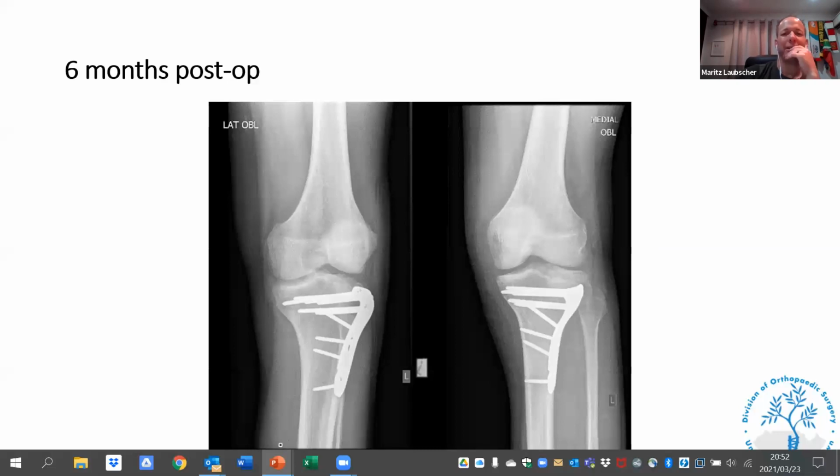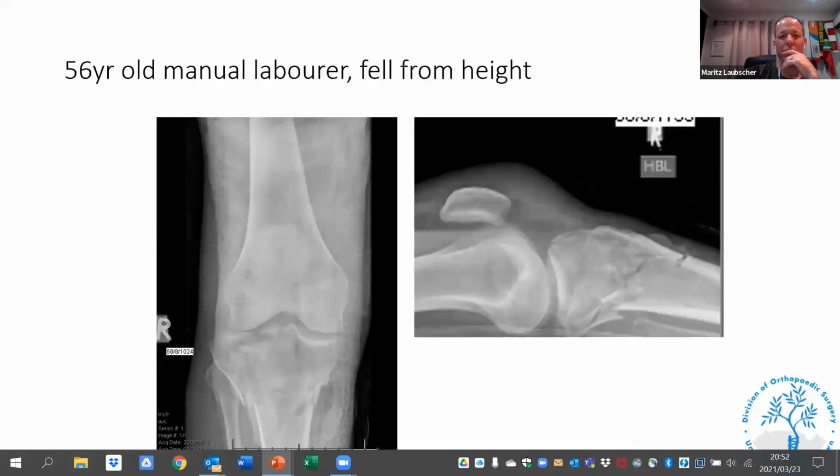And there's him with some oblique views 6 months post-op, showing a well-united plateau. You would think that this is a worse injury than the one before, but he did absolutely brilliantly, just because we were able to repair that lateral meniscus well, and his MCL healed non-operatively in a brace.